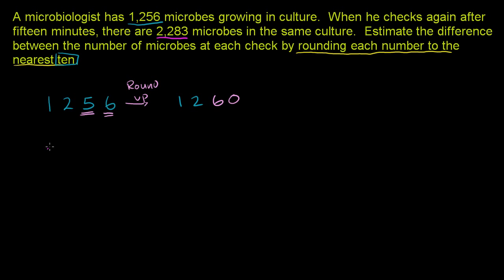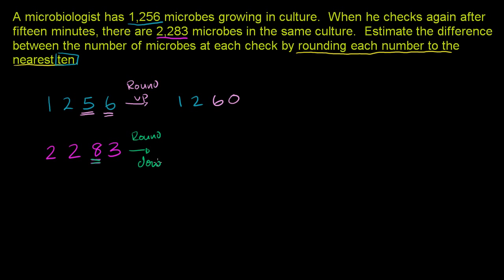2,283 microbes. Once again, let's look at the tens place. That's the 8 right there. Let me do that in a different color. That is the 8 right there. And you look at the place one below that. If that's 5 or greater, you round up. Otherwise, you round down. This right here, 3 is less than 5. So you want to round down.